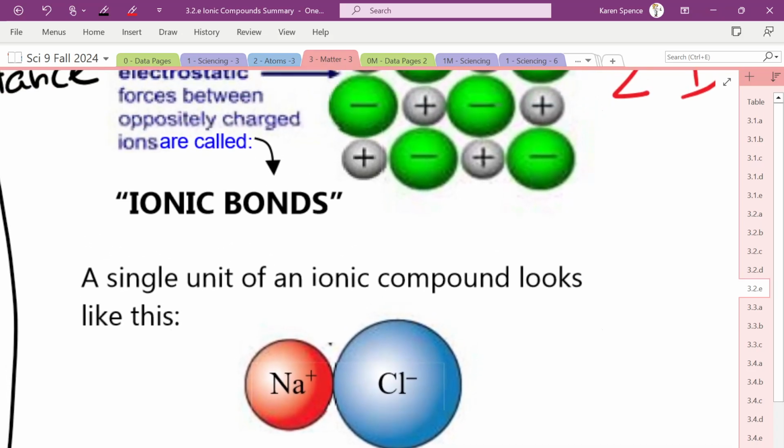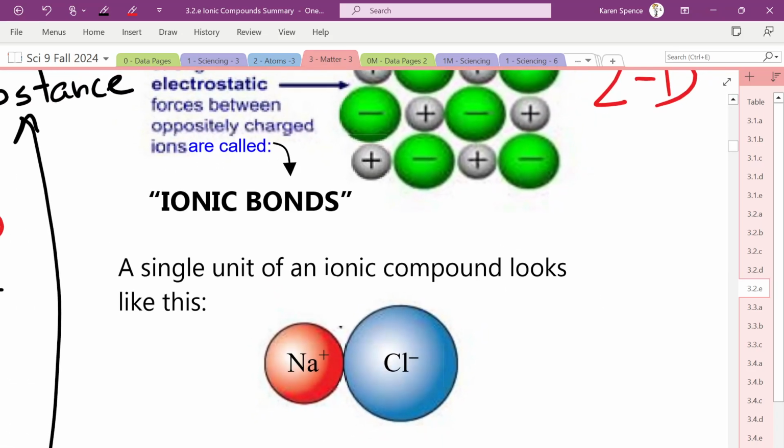What do we call this thing that looks like a molecule but is not because it is made of positives and negatives? What do we call that thing? That is a formula unit. Not a molecule.